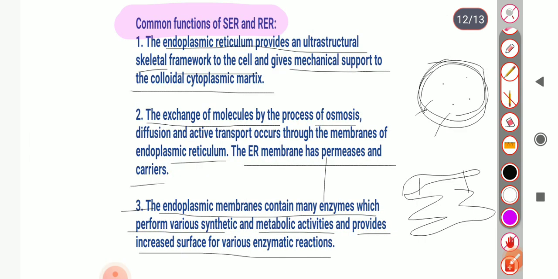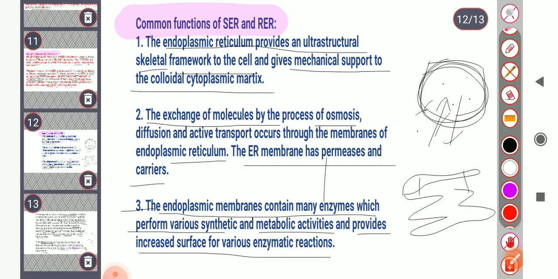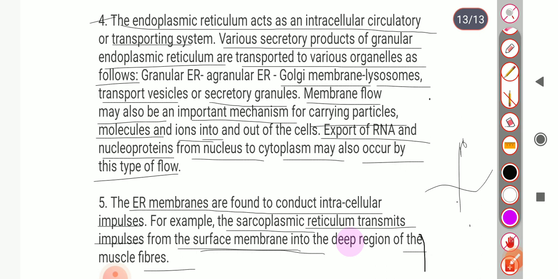Common functions: it provides mechanical support, exchange of molecules in and out of the cell, and it contains many enzymes for metabolic activity and synthesis of various products. And endoplasmic reticulum helps in the intracellular circulatory transporting system, and is found in intracellular impulse conduction. For example, sarcoplasmic reticulum transmits impulses to the deep region of the muscle fiber. This is all about the endoplasmic reticulum.